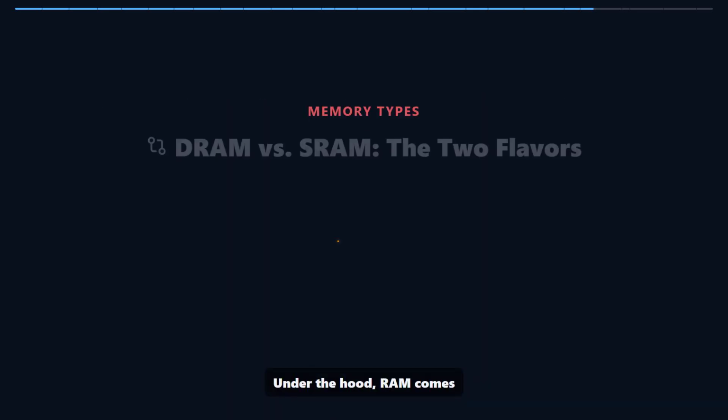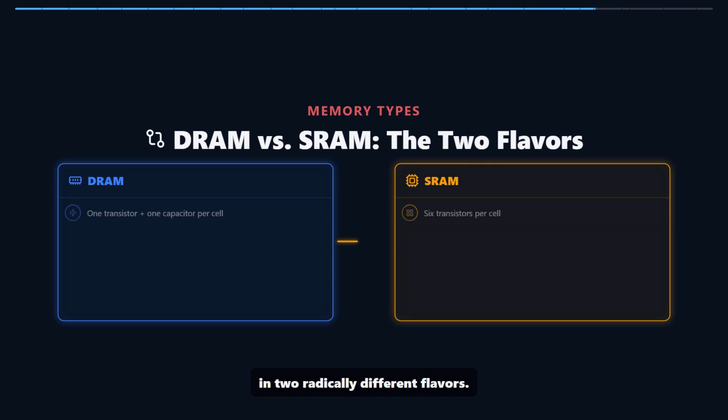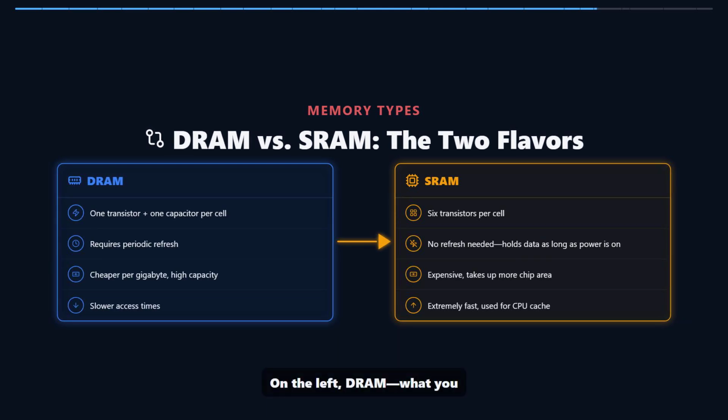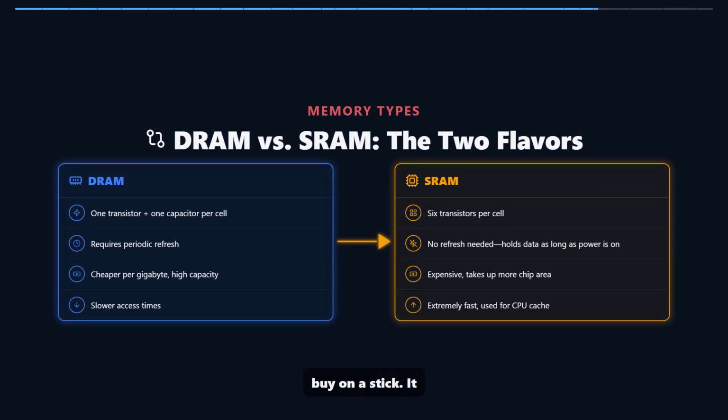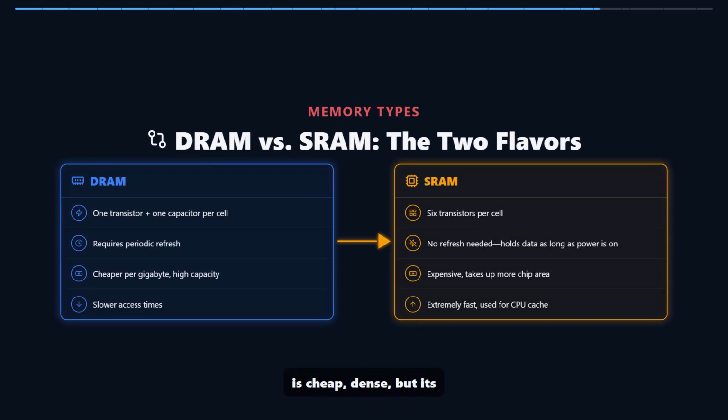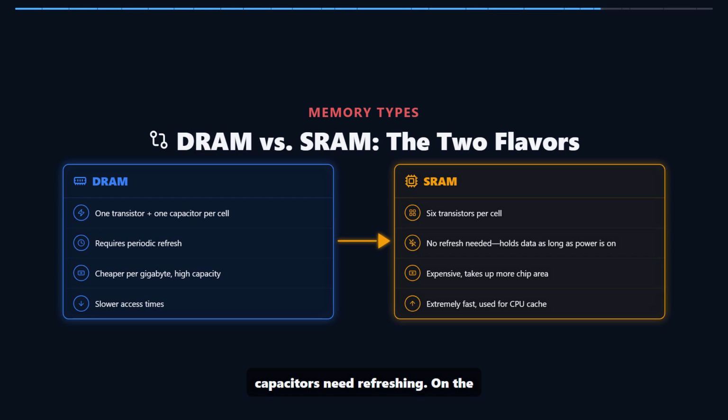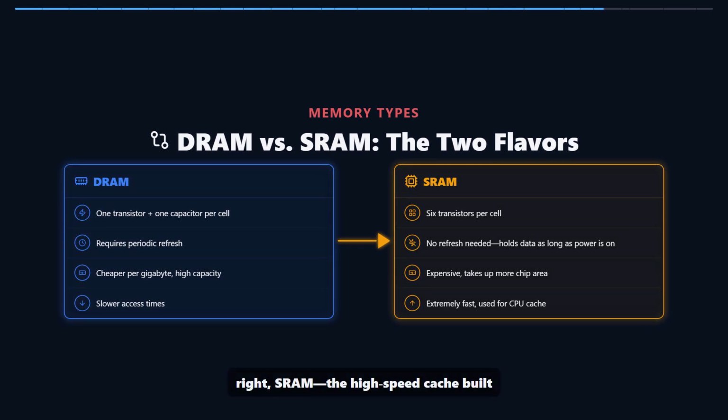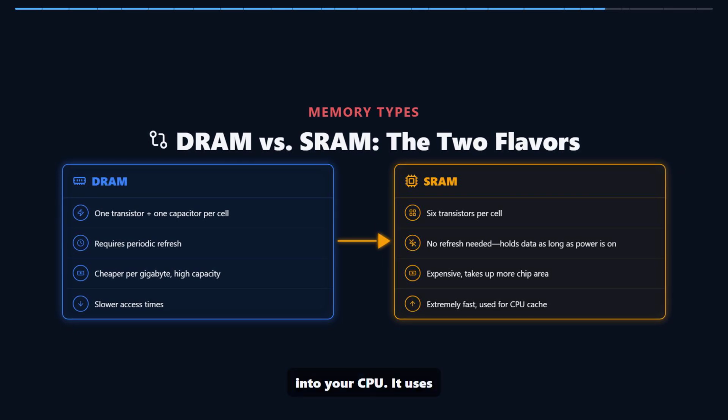Under the hood, RAM comes in two radically different flavors. On the left, DRAM, what you buy on a stick. It is cheap and dense, but its capacitors need refreshing. On the right, SRAM, the high-speed cache built into your CPU.